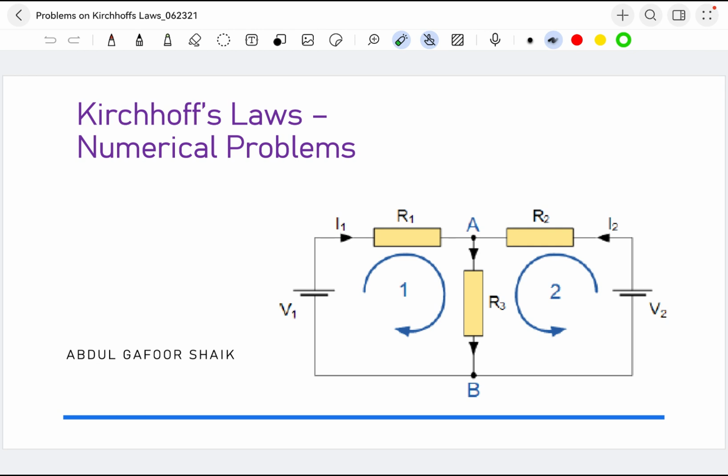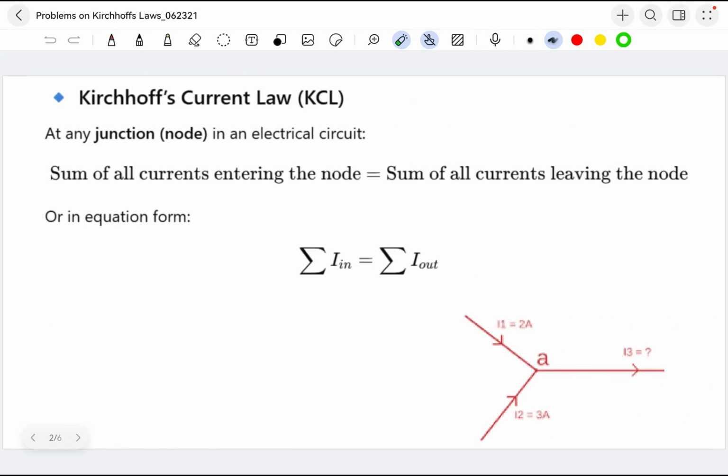Let's get started. There are two laws, Kirchhoff's current law and Kirchhoff's voltage law. Kirchhoff's current law is also called junction law or the node law. According to this law, sum of all the currents entering the junction is equal to sum of all the currents leaving the junction. Mathematically, we represent like this.